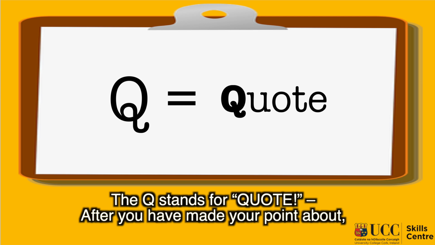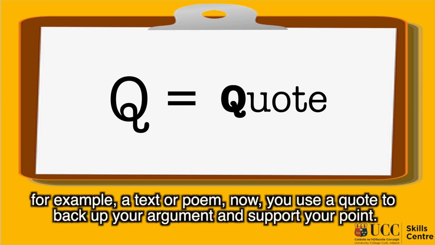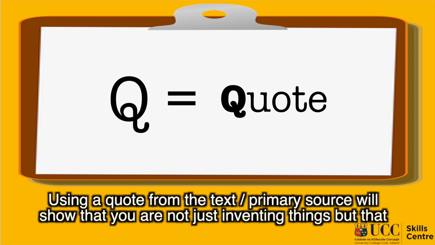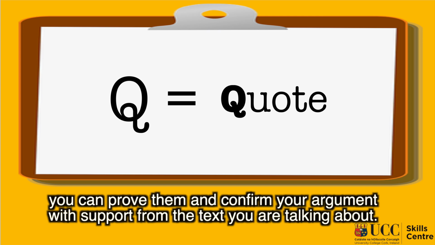The Q stands for quote. After you've made your point about, for example, a text or a poem, now you use a quote to back up your argument and support your point. Using a quote from the text or a primary source will show that you are not just inventing things, but that you can prove them and confirm your argument with support from the text you're talking about.